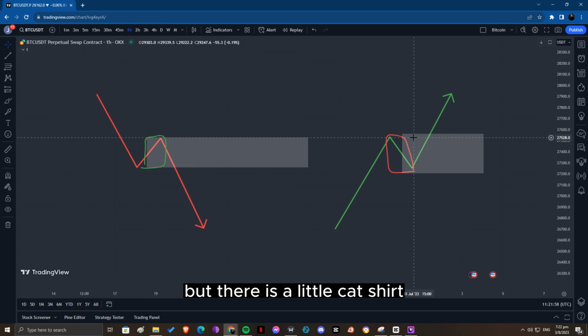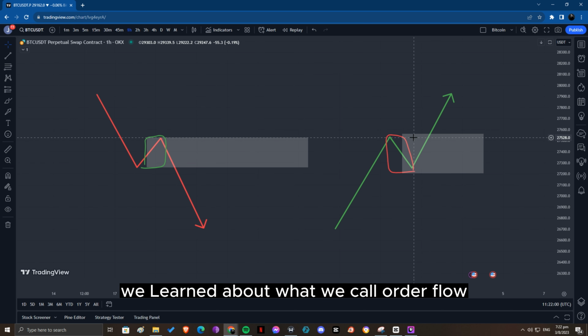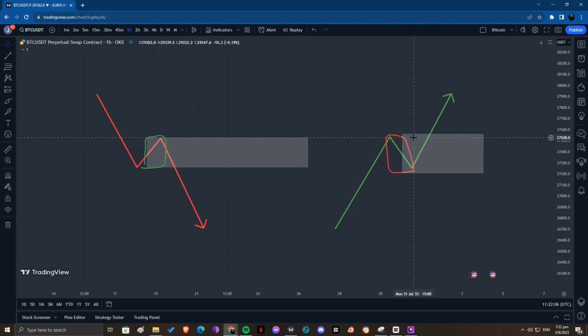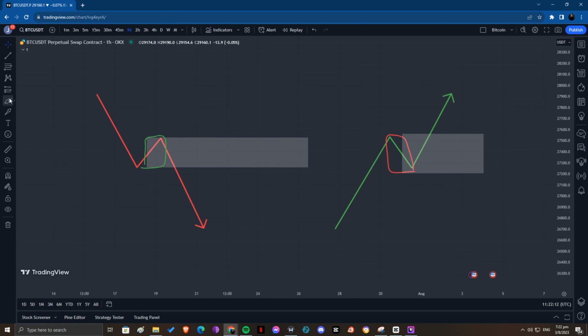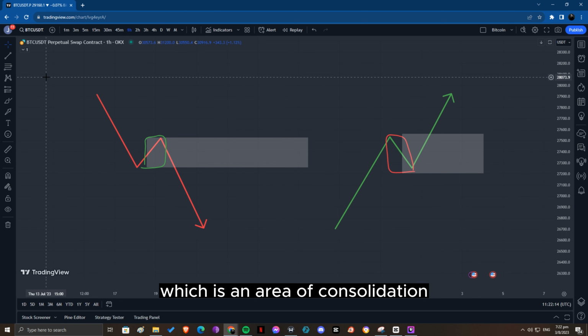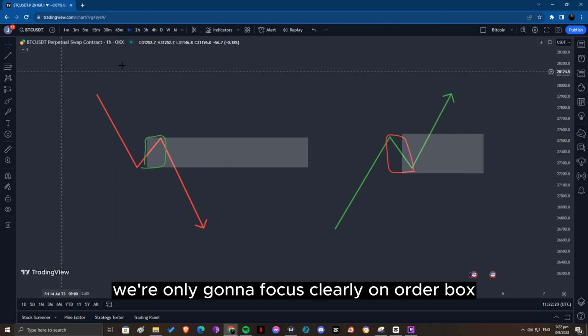But there is a little catch here. In the previous video, we learned about what we call order flow. Order flow is an area of multiple consolidation areas. We learned about order flow, which is an area of consolidation that is a bigger area of order blocks. However, in this video, we're only going to focus clearly on order blocks.